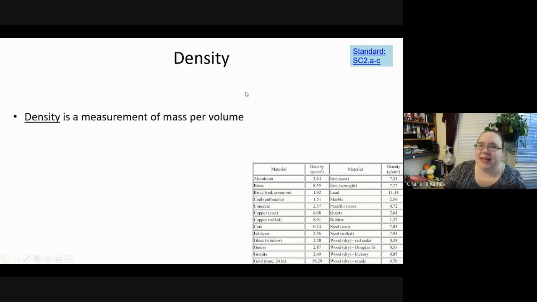So what is density? Well, density is a measurement of mass per volume. So in science, we have scientific units, SI units, and these are the units that we actually use to take measurements. So mass is traditionally measured in grams. Though you can see kilograms, we just don't tend to use kilograms very often in chemistry because it's a very large unit.